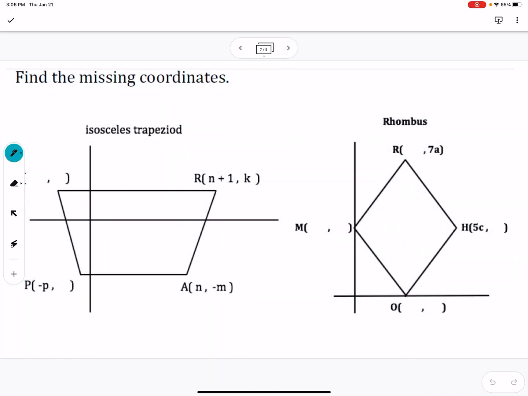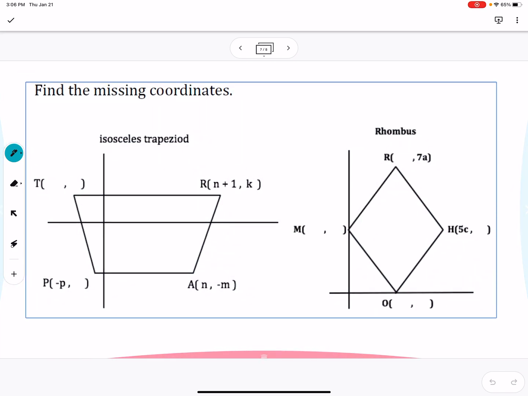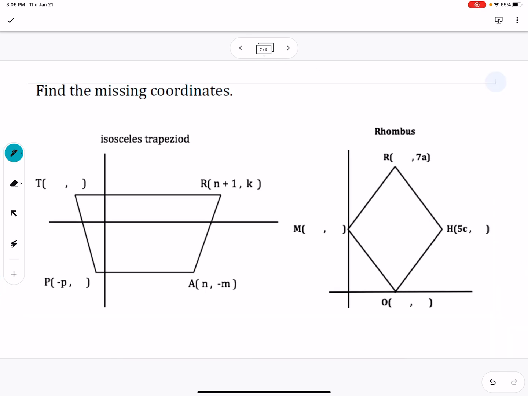Okay, finding the missing coordinates here. If you looked at the stations, it said also find the midpoints, but when I looked at this again, the midpoints just took a lot of work. So we just got practice finding the missing coordinates on this one.